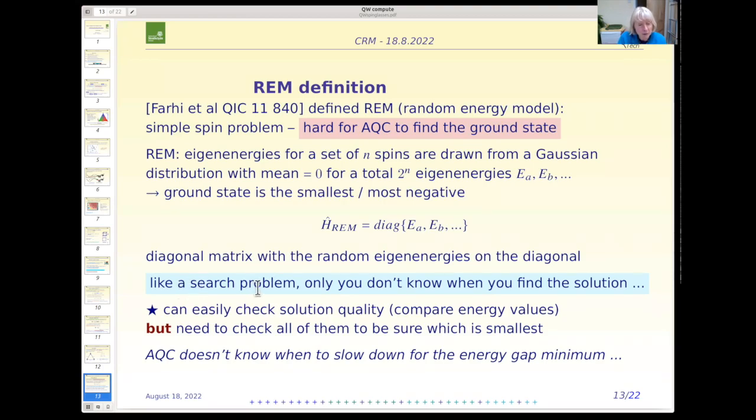So it's kind of like a search problem, but you don't know when you find the solution. You can check the energy. You can easily put the spin assignments into the Hamiltonian and check which one of these it is. But in order to know which one's the smallest, you're going to have to look at all of them. So it's a hard search problem. And the reason it's hard for adiabatic quantum computing is because now you don't know where the minimum energy gap is, where you need to slow down like you need to for search.